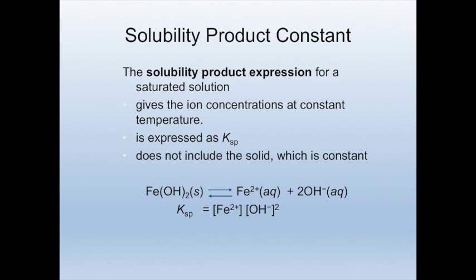So this allows us to define something called the solubility product, or Ksp, and this gives ion concentrations at a constant temperature. This also does not include solids because the concentration of the solid is constant. So the example shown here is iron hydroxide, which is a solid, dissolving to produce iron 2+ and 2 hydroxide ions. The Ksp for this reaction is just the products: concentration of iron times the concentration of hydroxide squared.